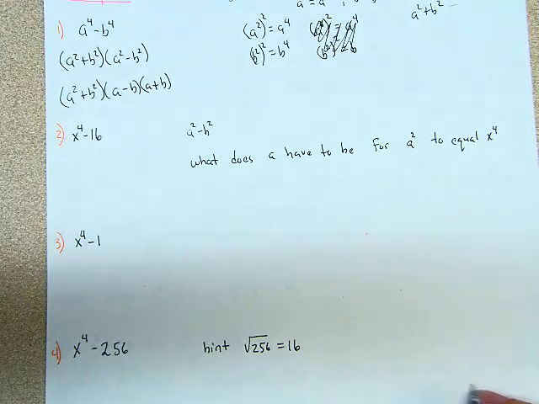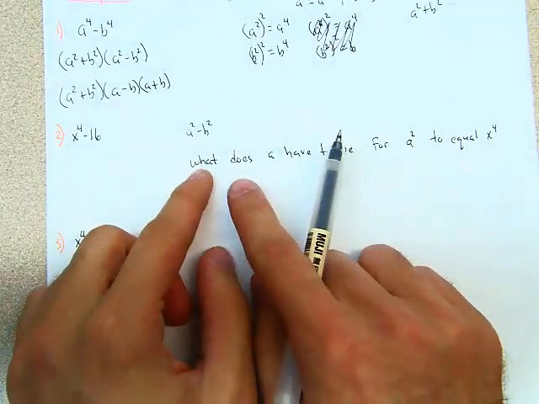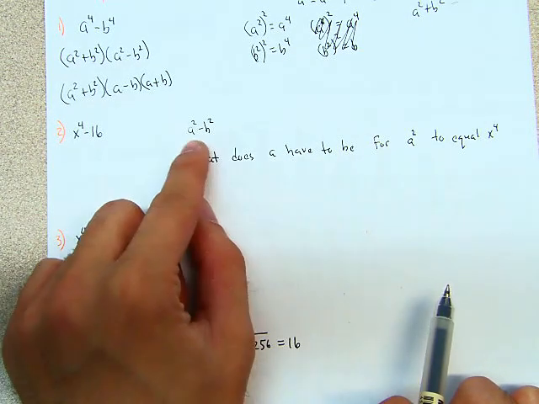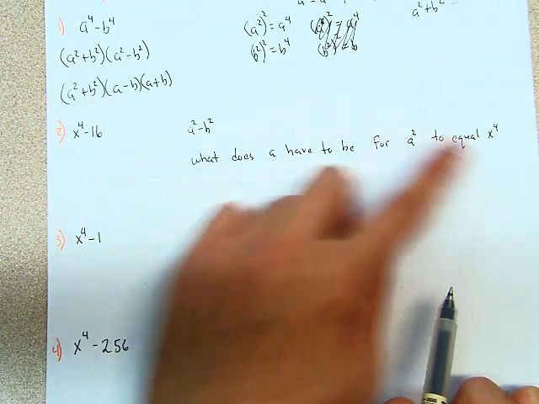Zoom in, I zoom in, it's off right now. Okay, let's just leave it like that. So I'll say it again. What does a have to be for a squared to equal x to the fourth?